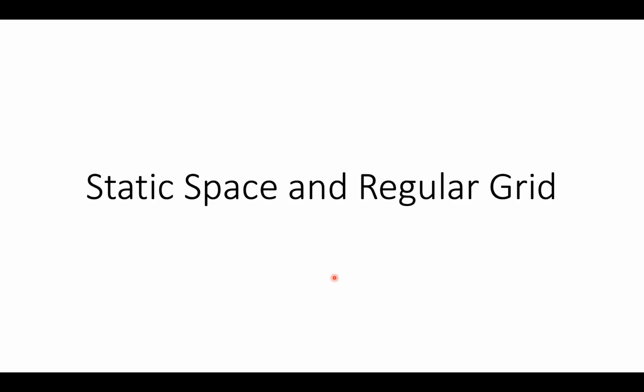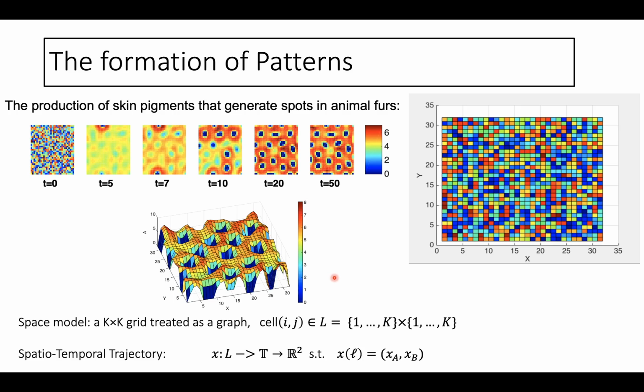As a first example, we consider a scenario with a static space and a regular grid. We want to study the formation of patterns. To do that, we consider a reaction diffusion system that describes the production of skin pigments that generate spots in an animal fur. In particular, there are two proteins that diffuse in the space and react with each other when they are in a connected cell.